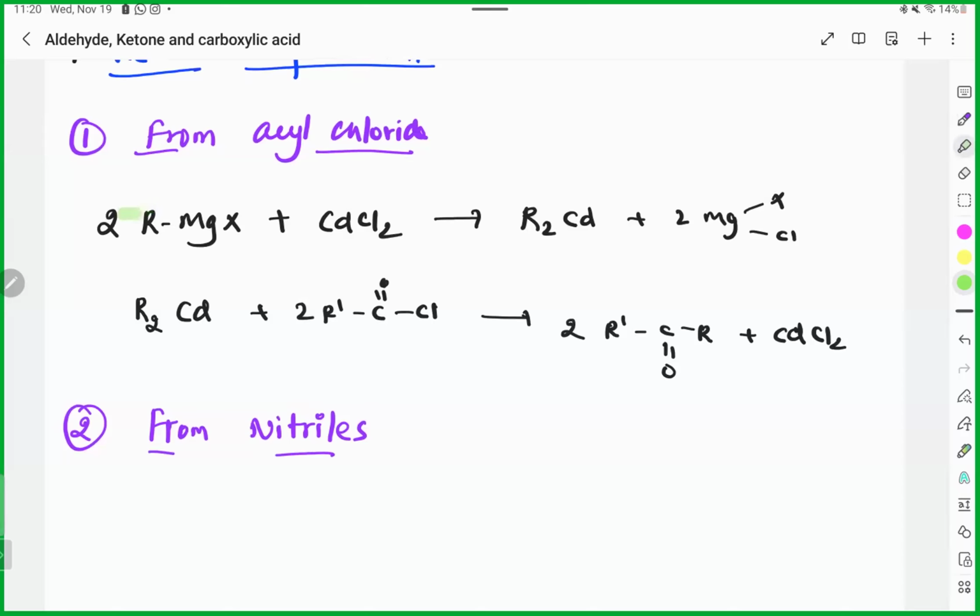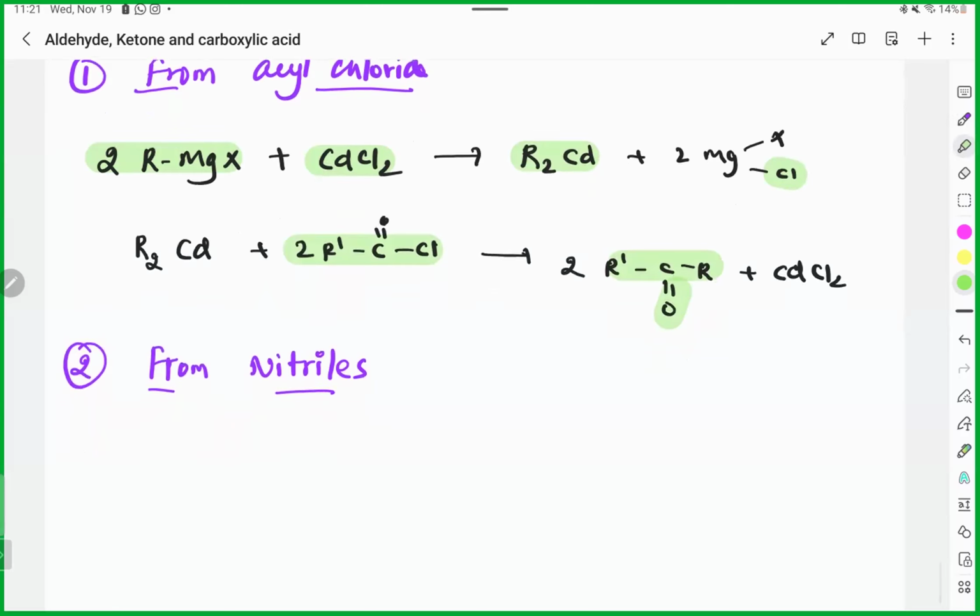Here, what is happening if you take Grignard reagent using cadmium chloride? Mg will be added with the chlorine because it is more stable, and here you will have cadmium dihalide. When this reacts with the acid halide, then ketone will form, only ketone.